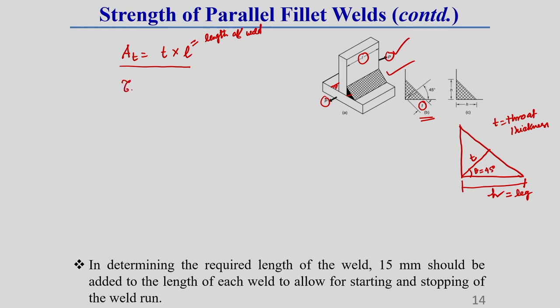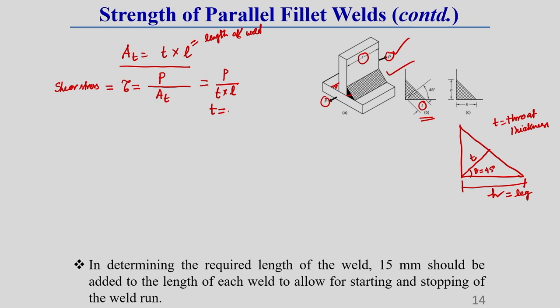So, the resisting shear stress, let us say it is tau. Here I am writing the shear stress tau on this throat cross section. Due to this external force, whatever the internal force developed in this throat cross section will also be equal to P. So, this P divided by throat cross sectional area. So, what we are getting here is P by T into L, but this T we can represent in terms of the leg length H.